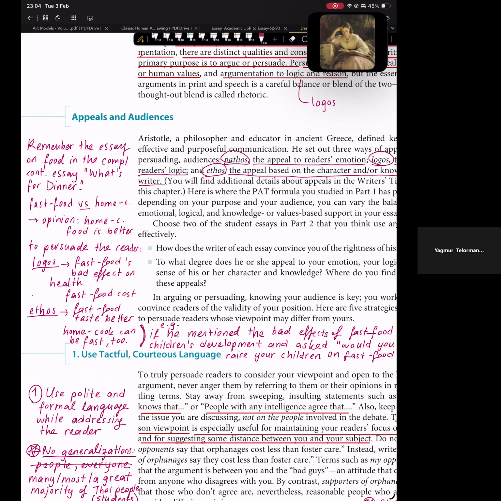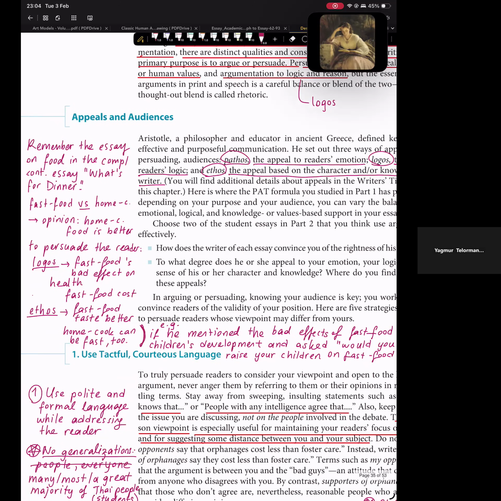fast food's bad effect on health and fast food's cost of making it, as opposed to the cost of home cooked meals, which is apparently cheaper. So the writer appealed to logos because he was showing some logical main points, logical supporting points while dealing with those.